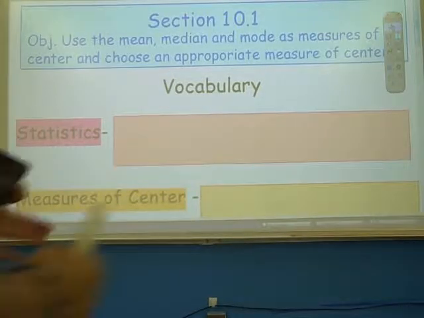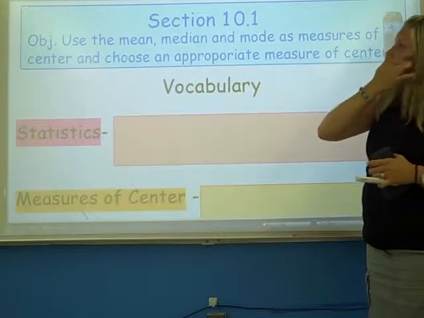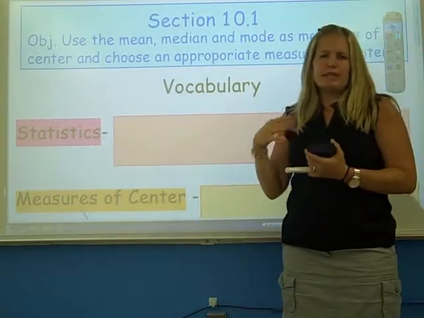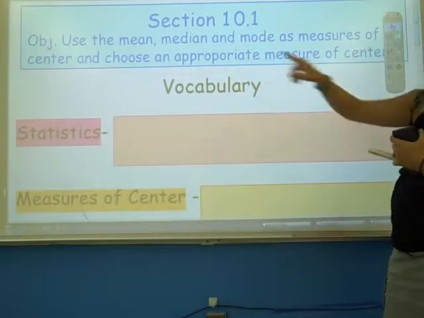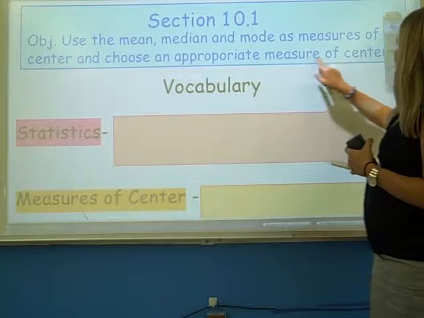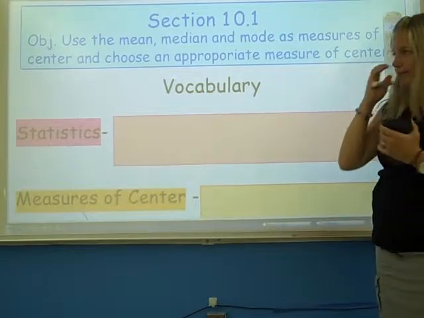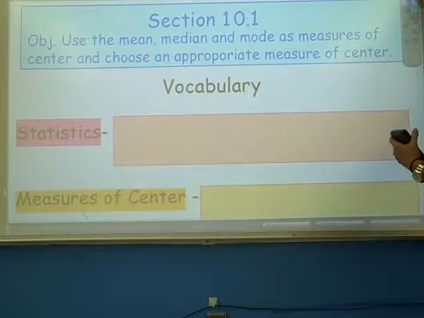Okay, hello everybody. We're starting section 10.1, starting chapter 10, which is all about statistics. And you're going to be using the mean, the median, and the mode as measures of center, which might be a new phrase for you. And you're going to choose an appropriate measure of center, so learning how to do that. So let's do a bunch of vocabulary. Some of this stuff should be review.